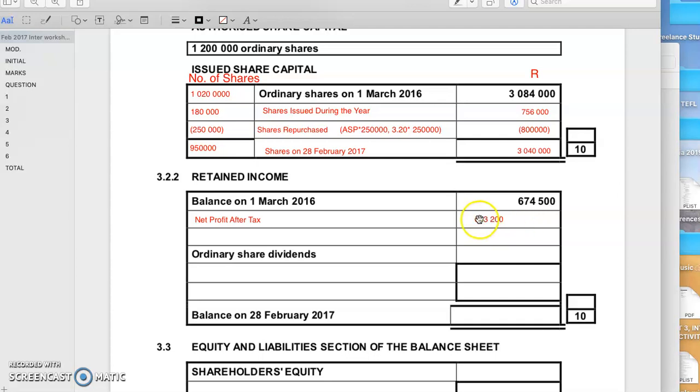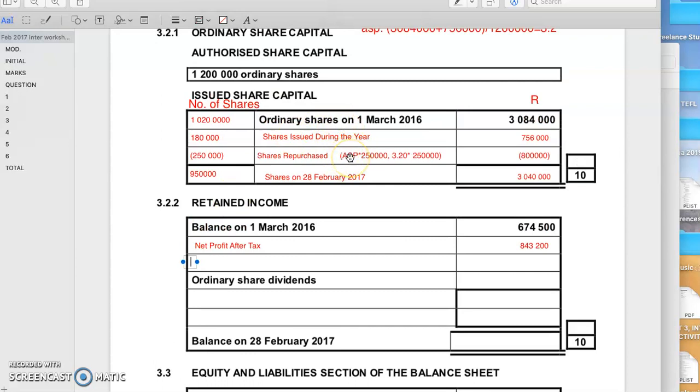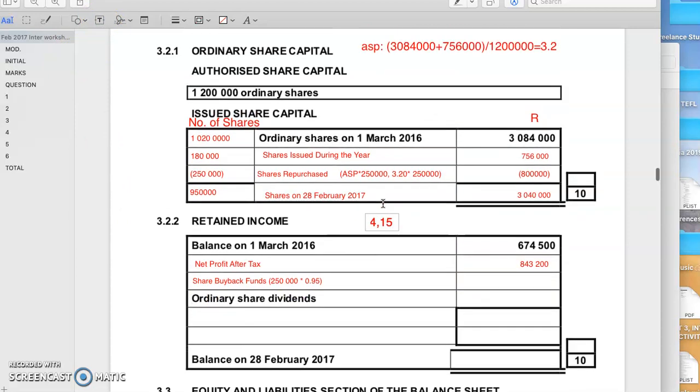Okay, cool. But now from our net profit after tax, we need to subtract the money that we used for the share buyback. Remember that we used the average share price here, even though it was going at 4 Rand 15. So we need to say funds used for share buyback, and we need to say 250,000, and then we're going to multiply that by 95 cents. Where did I get 95 cents from? I got 95 cents from saying, okay, it was going to be 4 and 15.